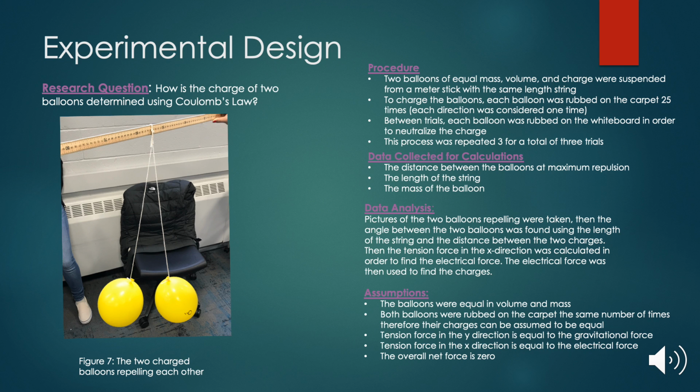For this experiment, two identical charged balloons were suspended and were seen to repel each other. The distance between the two balloons at maximum repulsion, the length of the string, and the mass of the balloons were recorded and then used to calculate the tension, gravitational, and electrical forces. It was assumed that the tension force in the x direction is equal to the electrical force, and the tension force in the y direction is equal to the gravitational force. The overall net force is zero, and the two balloons had the same charge because they were rubbed on the carpet the same number of times.